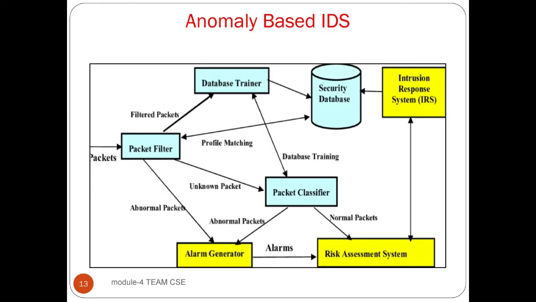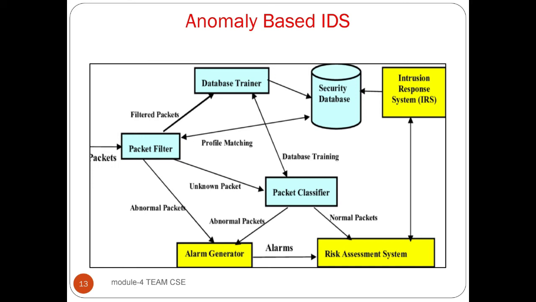Next slide is anomaly-based IDS. This is one diagram you can use here. Starting with the packet filter system, where the packets will be sent. The filtered packets will be sent to the database trainer. The abnormal packets will be sent to the alarm generator, which generates the alarm, and it will go to the risk assessment system. The risk assessment system is going to report to the intrusion response system, IRS.